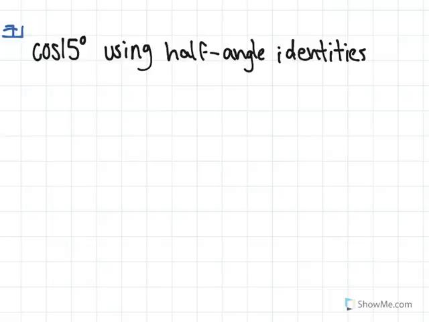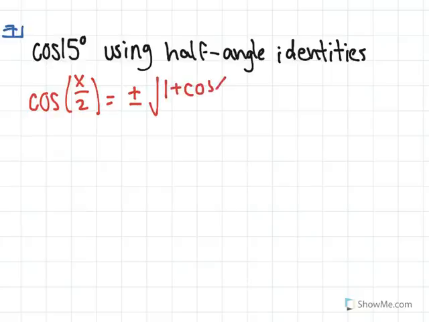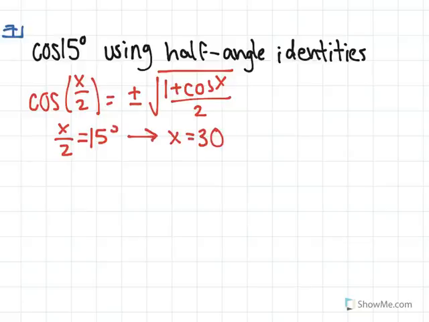In this problem, we want to find the exact value of cosine of 15 degrees using our half angle identities. We know that cosine of x over 2 equals positive or negative square root of 1 plus cosine x over 2. We can use that to find our exact value. First we need to figure out, we've got x over 2 equals 15 degrees, so x equals 30 degrees. Now we can plug that into our identity.